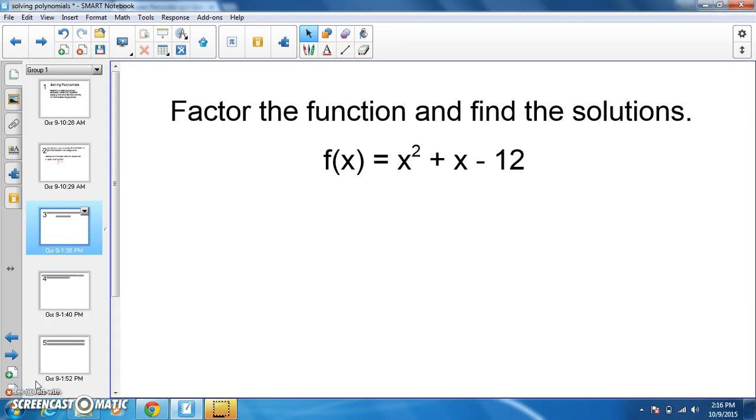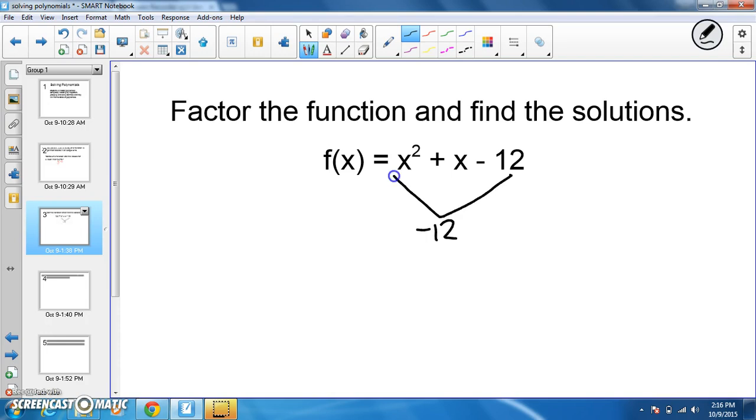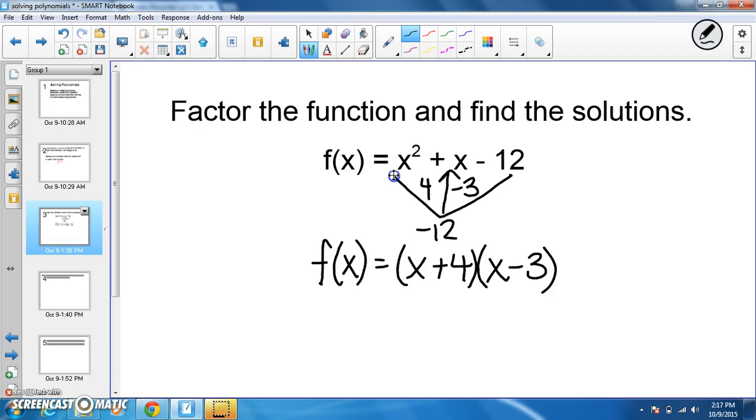If we write a function in factored form, it'll help us identify our zeros or our solutions. So we have the quadratic function f of x is equal to x squared plus x minus 12. In our last video, we factored this, and we could also factor again by saying what two numbers multiply to negative 12 and add to positive 1. Our answer is 4 and negative 3, so that our factored form of our function is x plus 4 times x minus 3.